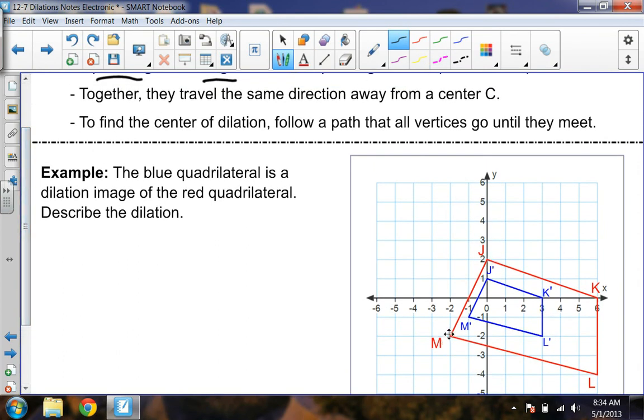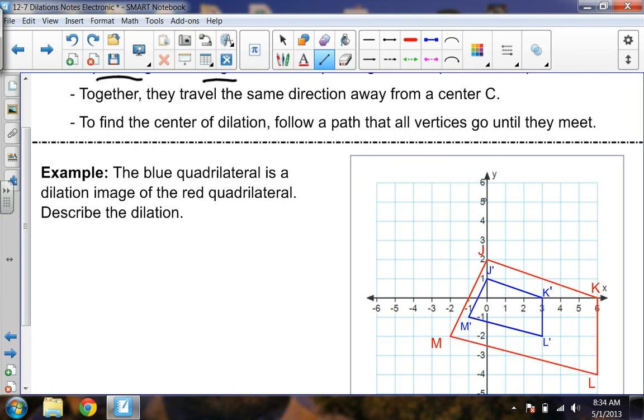So for instance, these go on the same line together. If I find that line, I just keep drawing that line like so. And eventually I'd find a center going on that line. And same with going on that line. But I'll do that in a second. So to find the center of dilation, follow a path that all vertices go. I just say go to until they meet. So let me go ahead and draw some paths here.